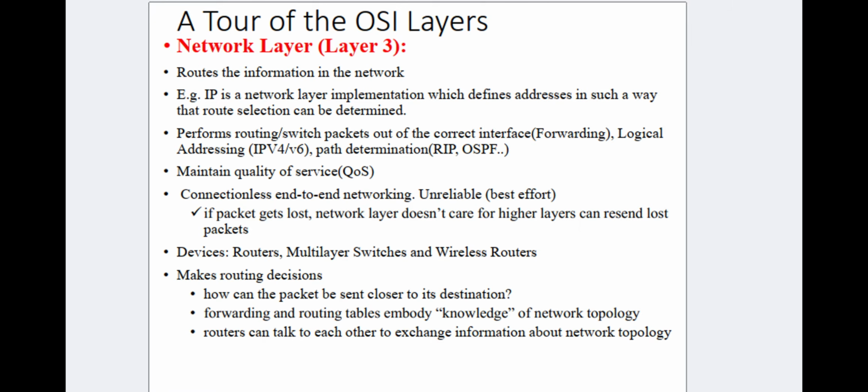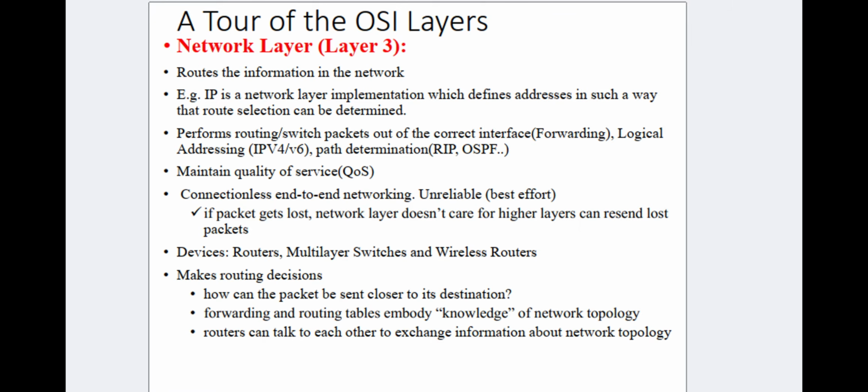A tour of the OSI layers: network layer. Layer 3 routes the information in the network, e.g. IP is a network layer implementation which defines addresses in such a way that route selection can be determined. It performs routing, switching packets out of the correct interface, forwarding, logical addressing, IPv4/v6, path determination, RIP, OSPF.